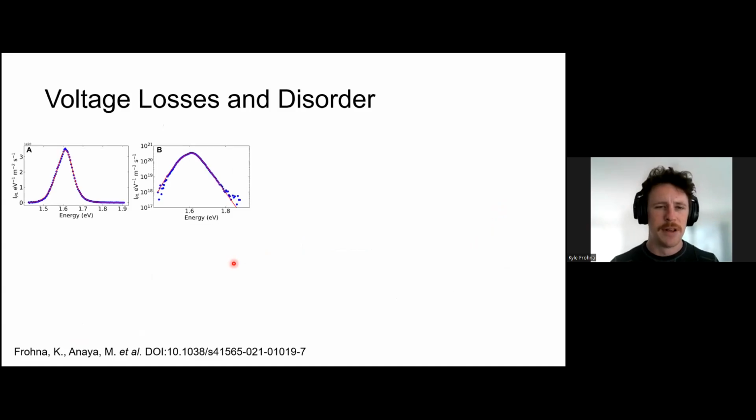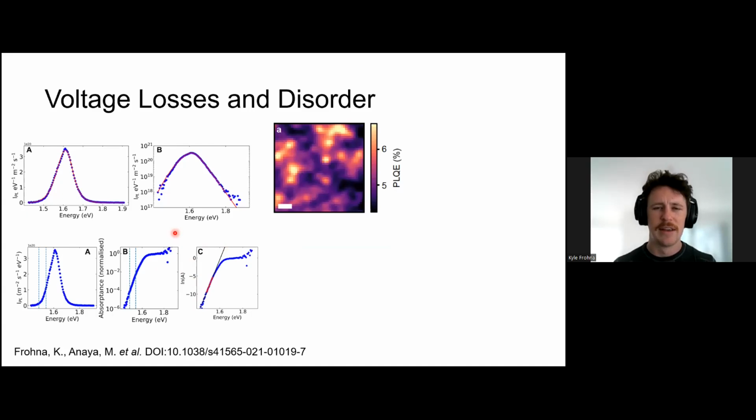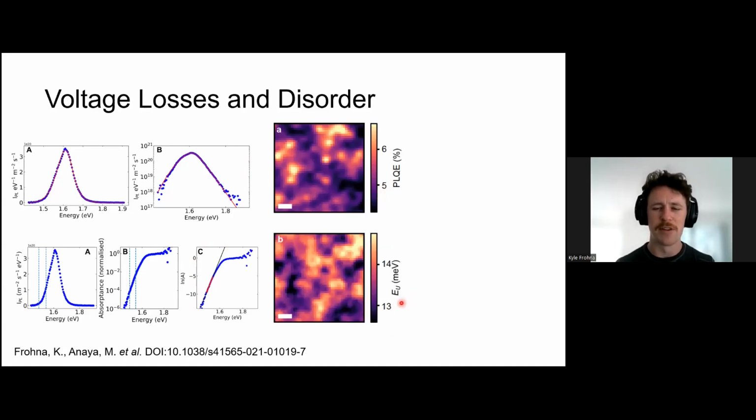So this is some data that we took on our microscope, and this is the fit to be able to extract things like the quasi-Fermi level splitting, photoluminescence quantum efficiency, and in this case, the Urbach energy. One finding that we had from some of our perovskites here is that the photoluminescence quantum efficiency, which is a proxy for the voltage, and the Urbach energy, which is a proxy for the below band gap disorder, were actually quite inversely correlated with one another, which intuitively makes sense. The higher the PL, the lower the disorder.